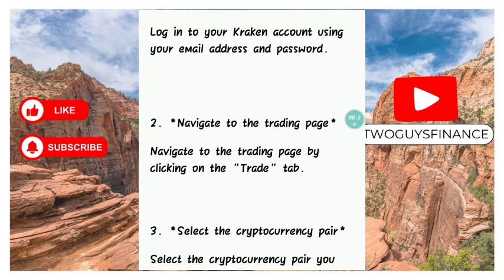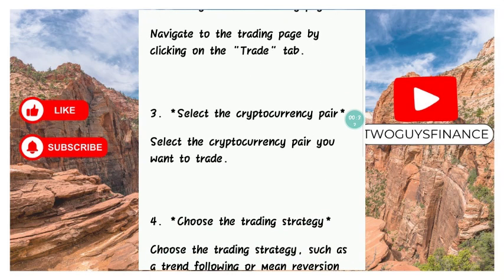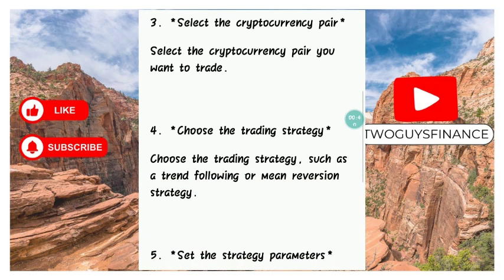Now, once you're on the trade tab, it's going to take you to the trading page where you can select the cryptocurrency pair that you wish to trade. So go ahead and select the cryptocurrency pair from the list of available pairs. And once that's done, you can choose the trading strategy, such as a trend following or mean reversion strategy. You can just go ahead with whatever strategy that you want to choose from the available options.